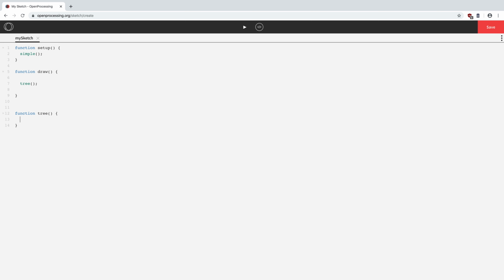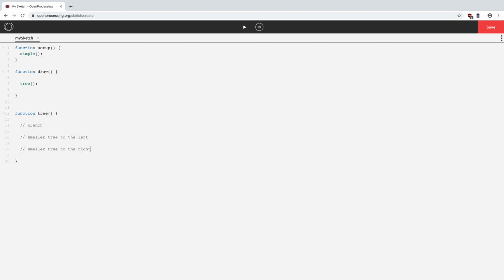and it's going to be a branch and then a smaller tree to the left and a smaller tree to the right. That's typing in plain English to help us plan out how we're going to code. It helps us think more clearly about it as well.